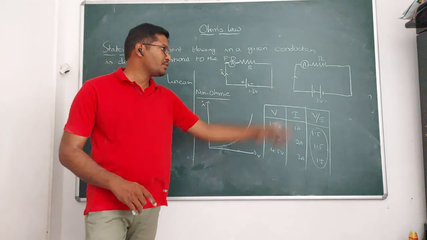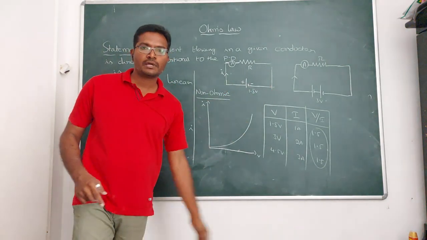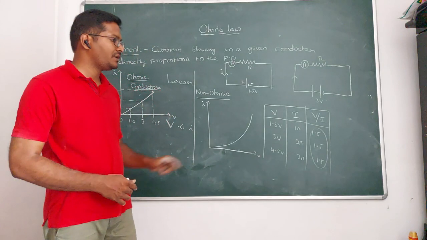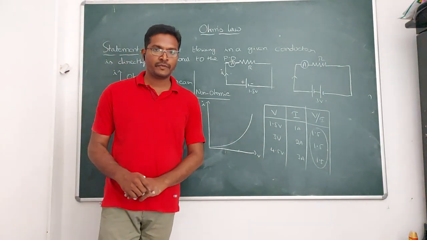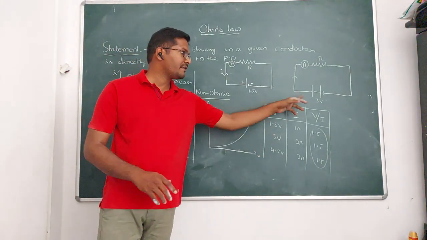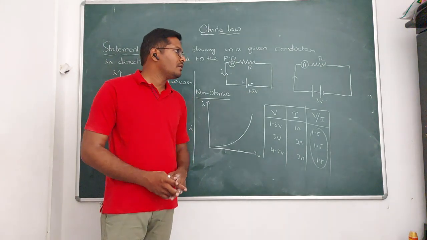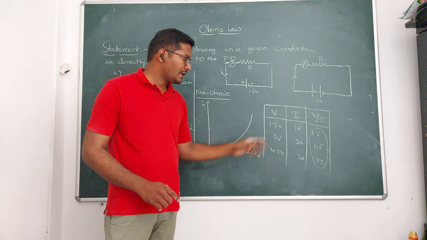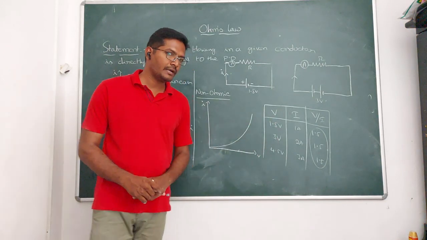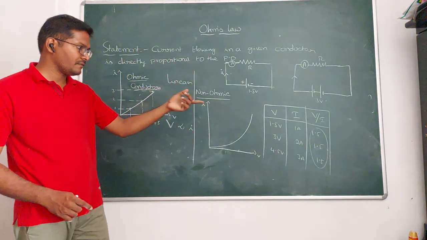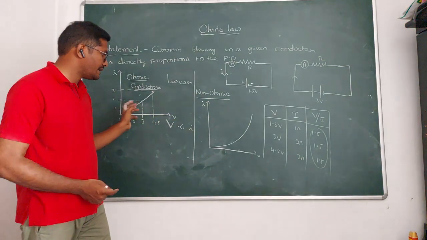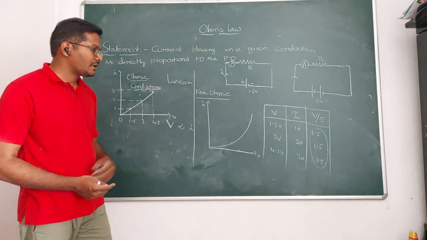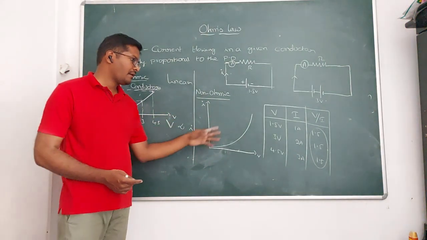If you increase that potential difference, the current flowing through the conductor increases. So you need to show that in the experiment. You need to increase the potential difference, then see whether the current increases or not, tabulate the values, and draw the graph between voltage and current. Then you will get a linear graph, and for non-ohmic conductors you get a curved graph.